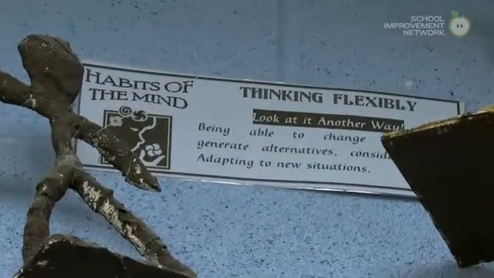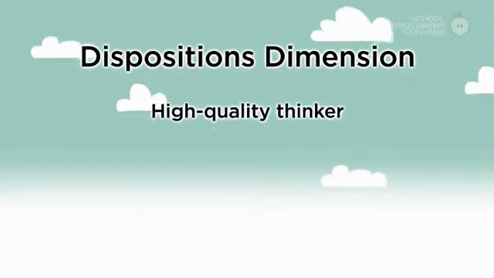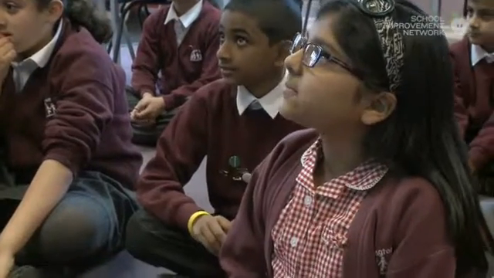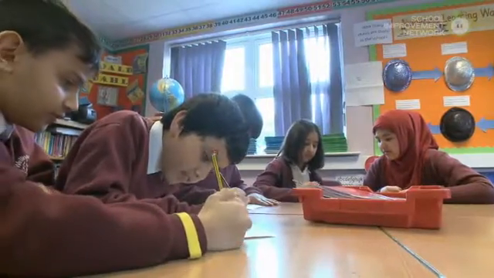The Dispositions Dimension, sometimes called habits of mind, includes the characteristics of a high-quality thinker and the development of social-emotional growth and empathy. Habits of mind has been a recent thing that we've introduced. Claudette Carlon, the Thinking Skills Coordinator, did an assembly with all of the children. So we embarked upon this wave of habits of mind, and again we had whole school training, including support staff. We started off with persistence. How do we persist? And all my children came back from that assembly really enthused, and they decided they were going to persevere.